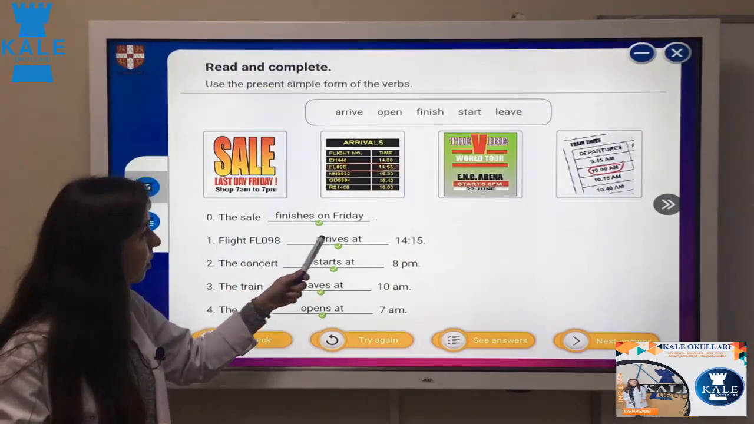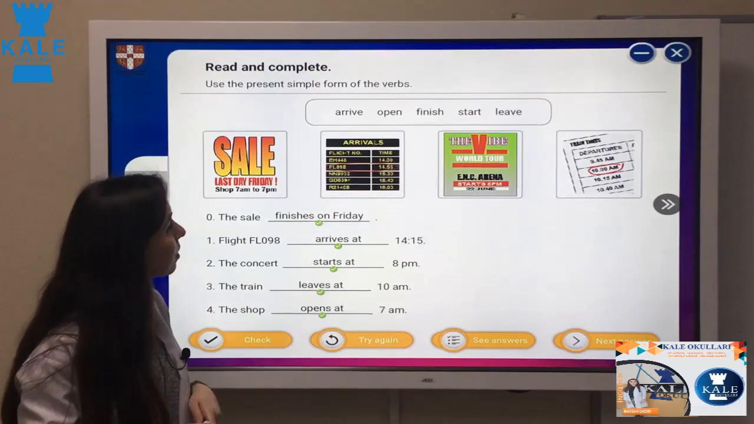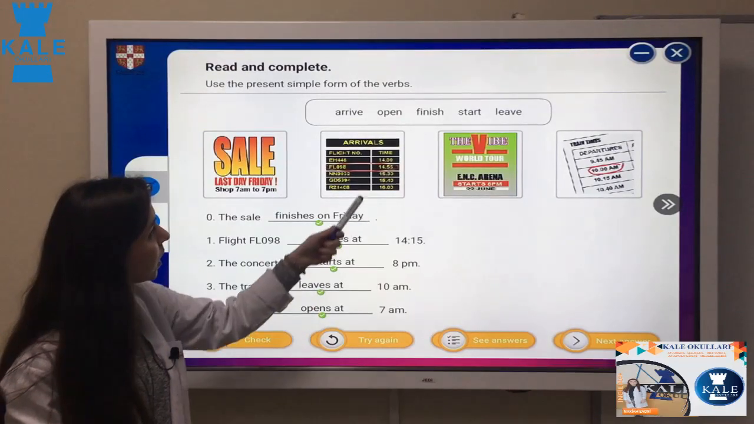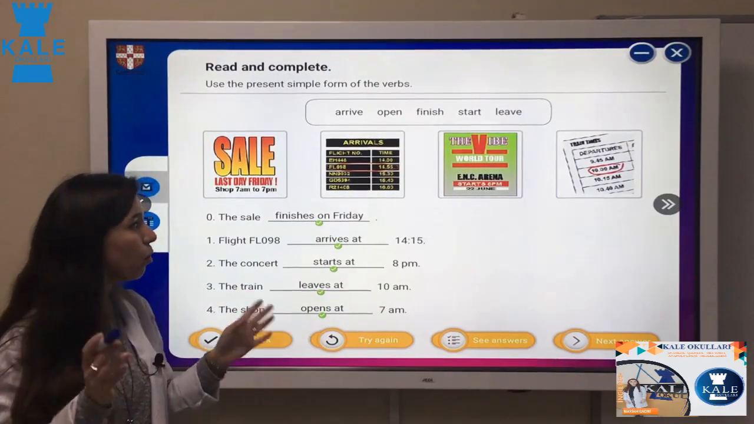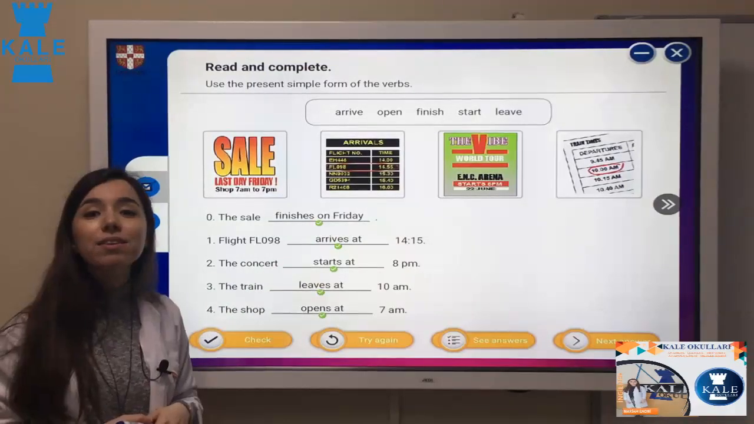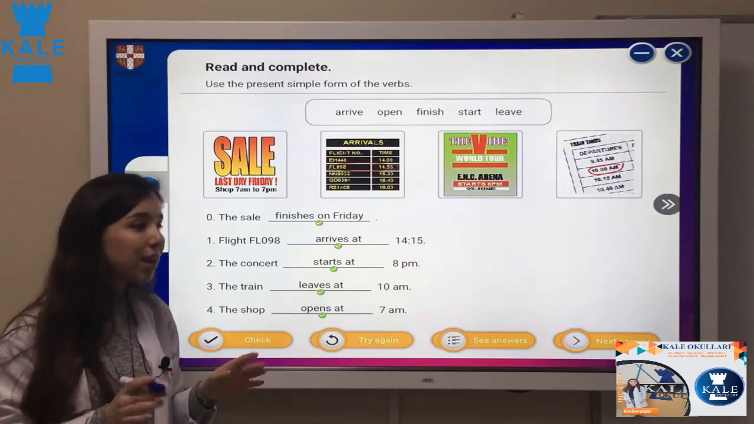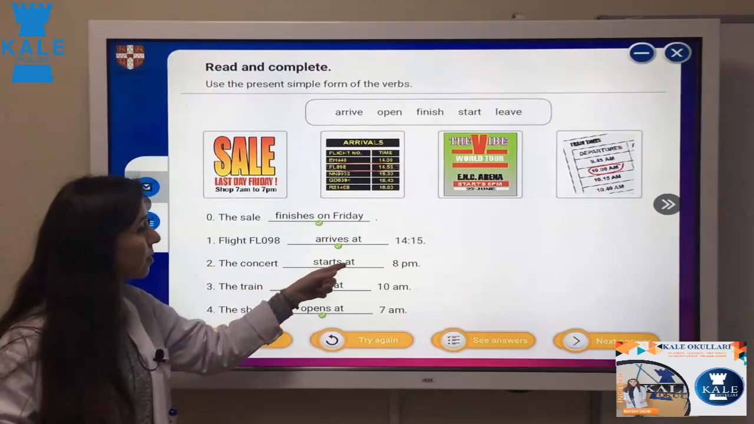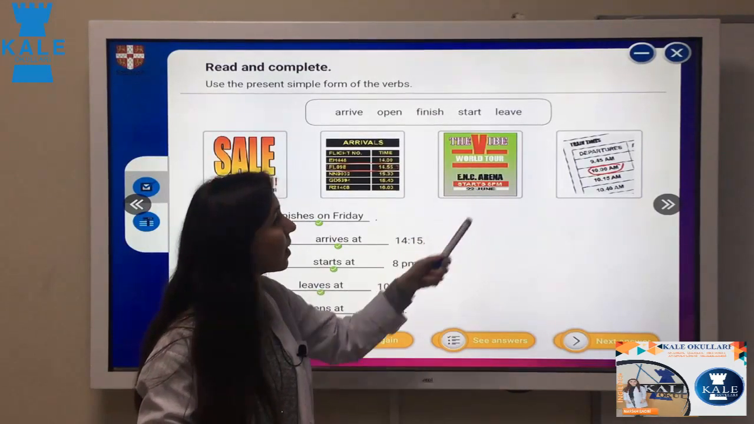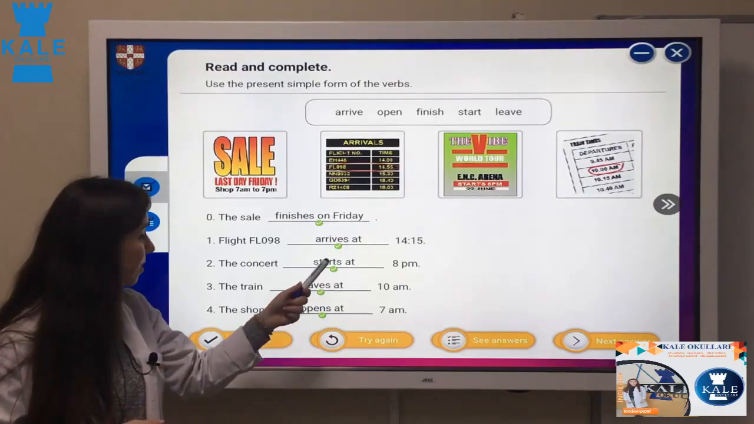Flight, this number arrives at 2:50. Look at the flight, arrives at 2:50. It's not 2:50, it's 2:55. Okay, it's no problem. We just want to explain it. Arrives. Again, present simple. Why? Because again, it's a fixed action. You cannot change it. The concert starts at 8 p.m. Look at here. Where is the concert here? Starts 8 p.m. Again, it's a fixed action. So we use present simple.